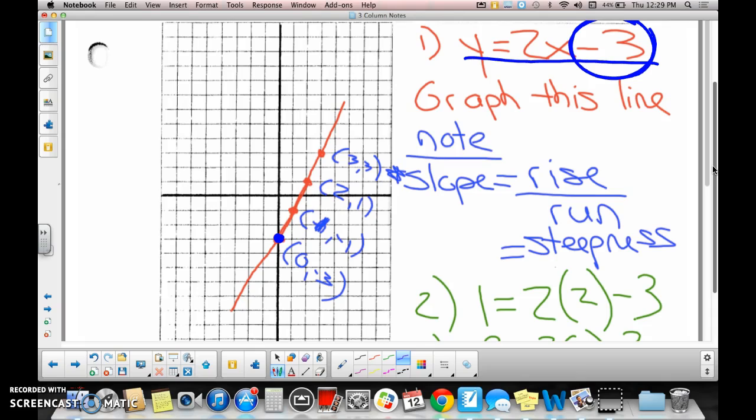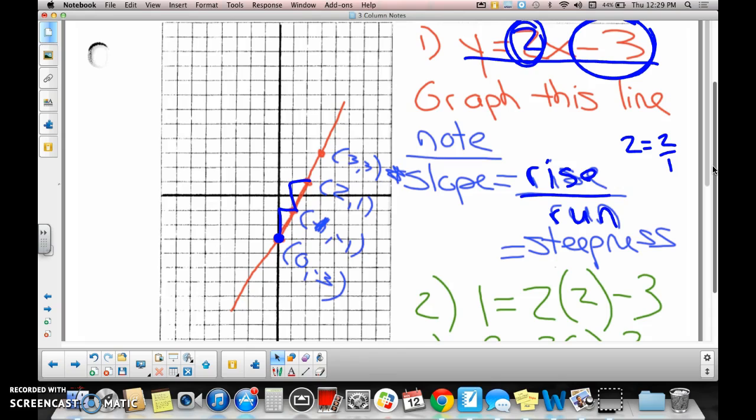Then we went to the slope, the m in your equation y equals mx plus b, and we defined the slope as the rise over the run. In this case, it's 2, which would be the same as 2 over 1. So a rise of 2 from our y-intercept and a run of 1. Since it's a positive rise of 2, we're going up. And since it's a positive run of 1, we're going to the right. And then you continue to do that to plot at least 3 points before you make your line.